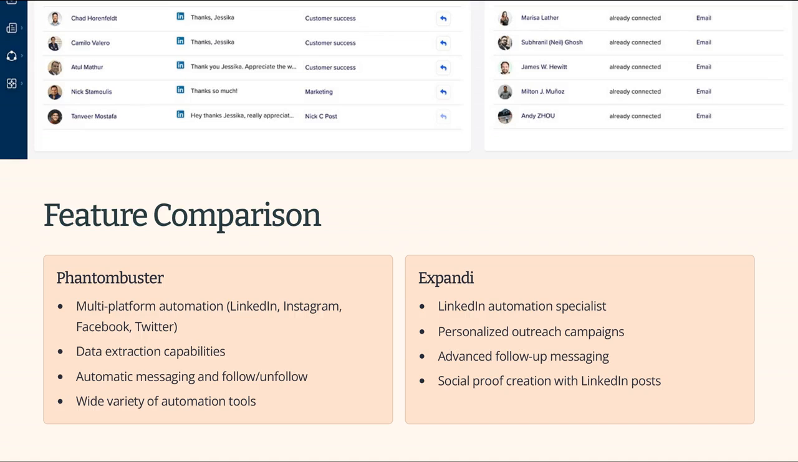Moving to pricing, PhantomBuster offers a free tier and paid plans starting from $30 per month. It charges based on the number of automation actions you need.